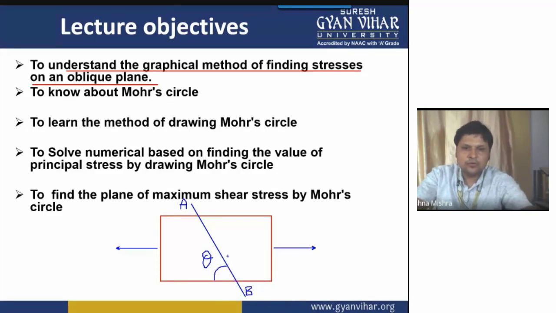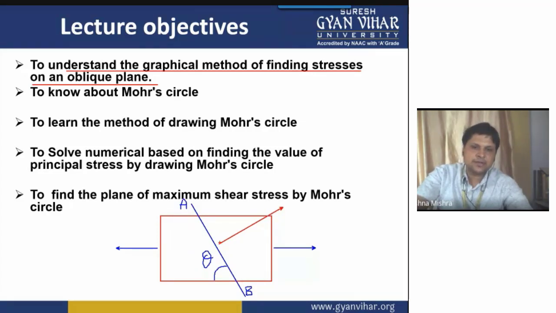I have told you how we find the stress acting along this oblique plane. There can be two stresses. One is the normal stress, which we denote by sigma n or sigma theta. We have a formula for calculating sigma theta, and we also have one stress which is parallel, along this plane AB, which is denoted by tau theta. So we first generated formulas for calculating sigma theta and tau theta.